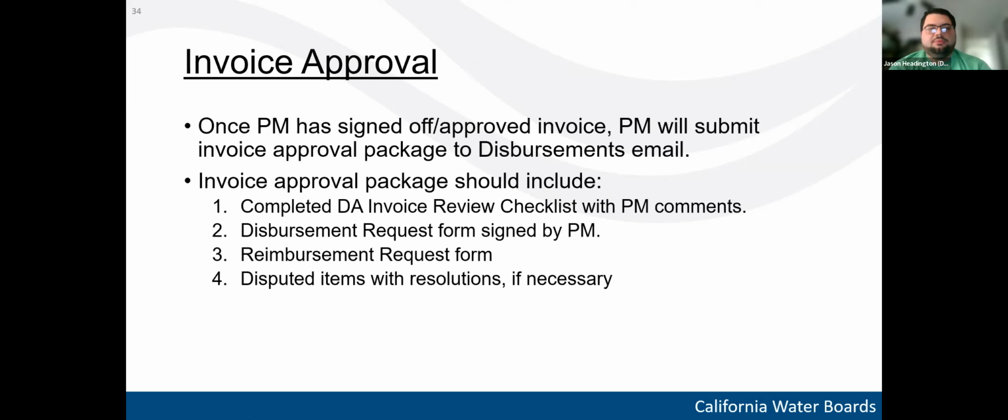So once the PM approves the invoice, they will submit the whole package to the disbursement's email address. And so this package is going to contain the checklist that both the DA and the PM utilize to complete the review. It's going to contain the DIS and RR forms, the DIS being signed by the PM. And then if there were any disputes involved with the invoice, the PM is going to summarize those and include a copy of the email chain in the submission package for approval.